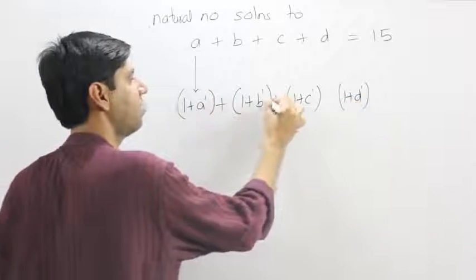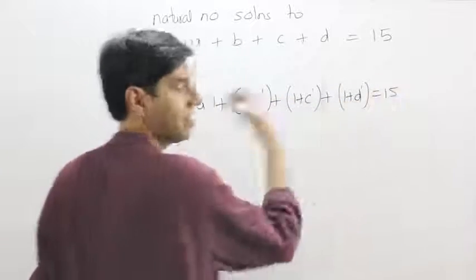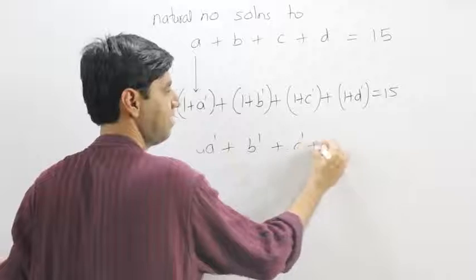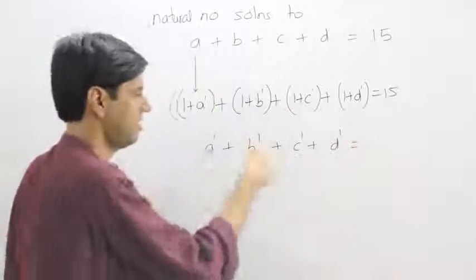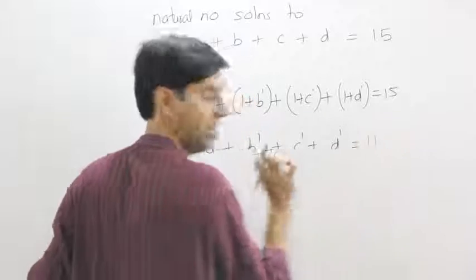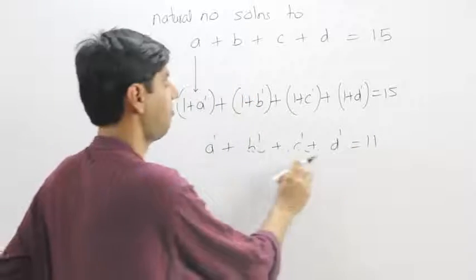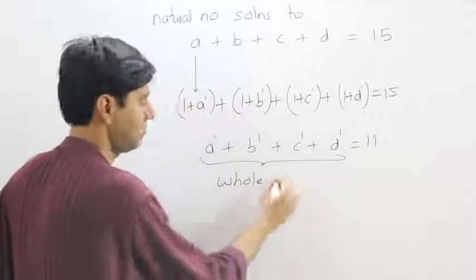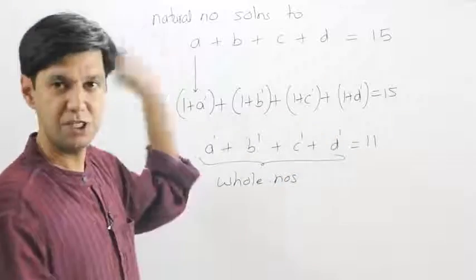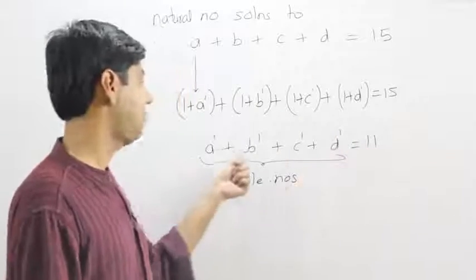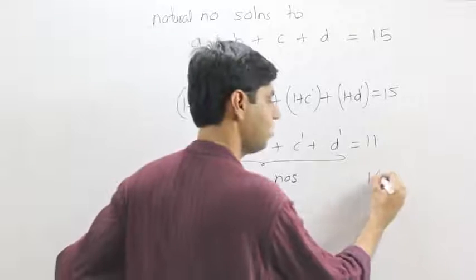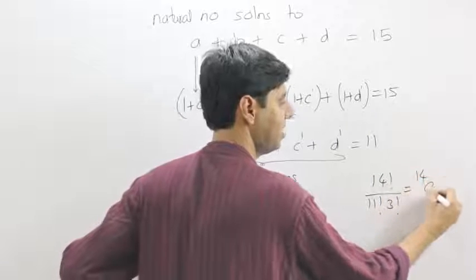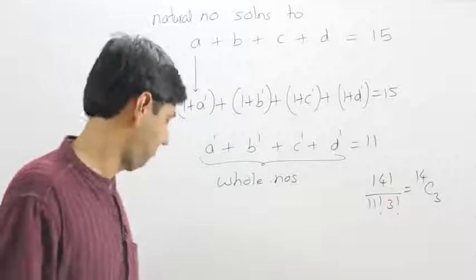And the equation now turns out to be this equal to 15. After rearranging it, I simply get A prime plus B prime plus C prime plus D prime is equal to 11. And what is interesting is now each of A prime, B prime, C prime and so on could be whole numbers. They could also include 0. So this is turning it back to the original question that we had. 11 ones, 3 partitions. So that is going to be 11 and 3, 14 factorial by 11 factorial of a kind, 3 factorial of a kind, or 14C3 by the direct formula if you want.